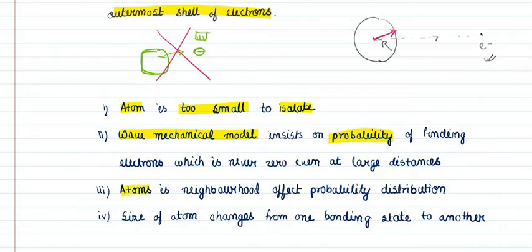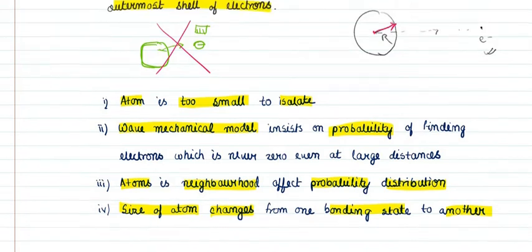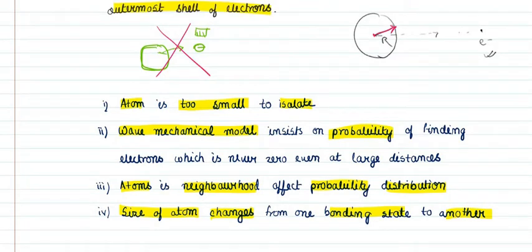Now, since we cannot isolate an atom, in the neighborhood there will be other atoms as well. The atoms in the neighborhood also affect the probability distribution. And the size of the atom will always change from one bonding state to another. If we manage to measure the size in one state, then in another environment the size would come out very different.